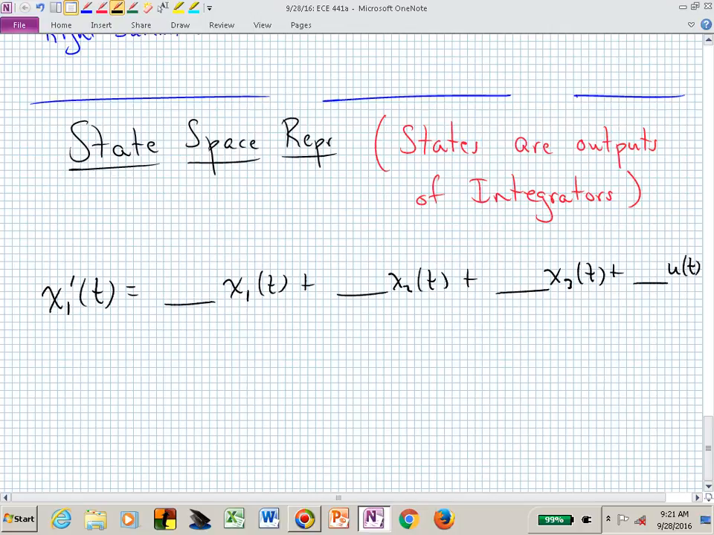But now what do I do? I fill in these blanks. And that now populates the top row of my A matrix and the top row of my input matrix B. Wasn't x1 prime supposed to just equal x sub 2? And that's what this is saying. x1 prime is equal to x sub 2. What is x sub 2 prime? Well, we want it, again, to be this linear combination of states and input.